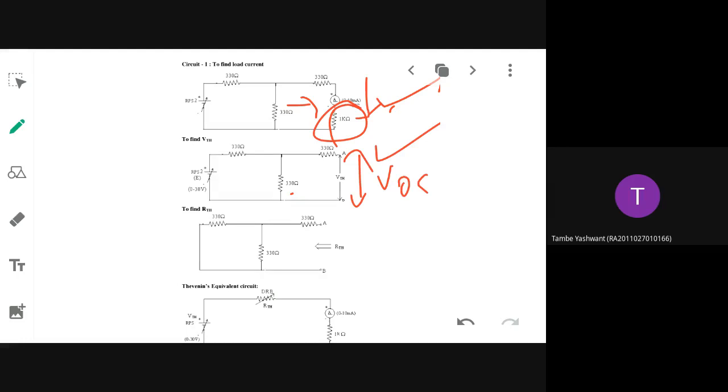Ma'am, in my laptop, the resistance is showing in the form of a box. It's showing the same box also. It's not a problem.